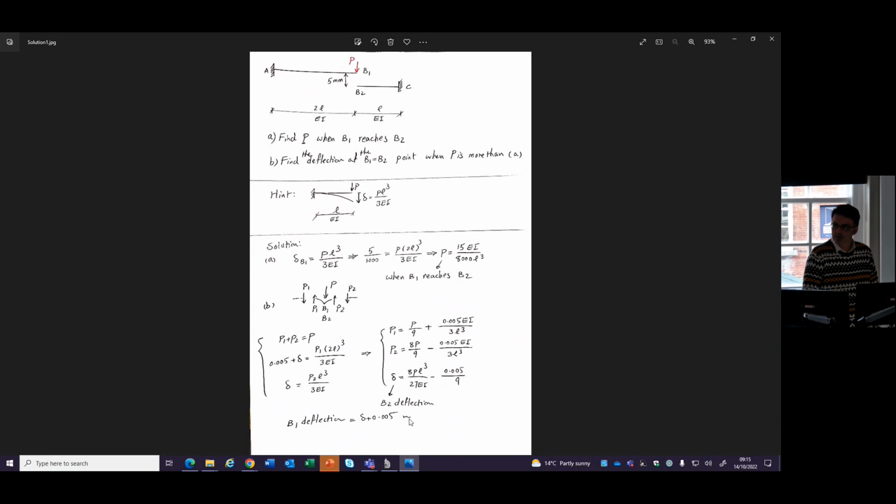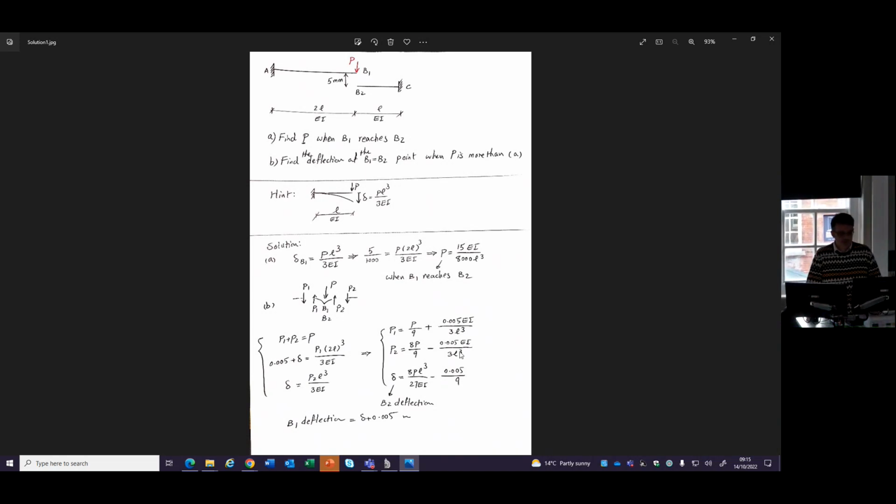Any question? Sorry, P1 equals P divided by 9? Yes, that's 9. You mean this one? Where did the 9 come from? P over 9, yes. And where did it come from? From the solution of these three equations together.